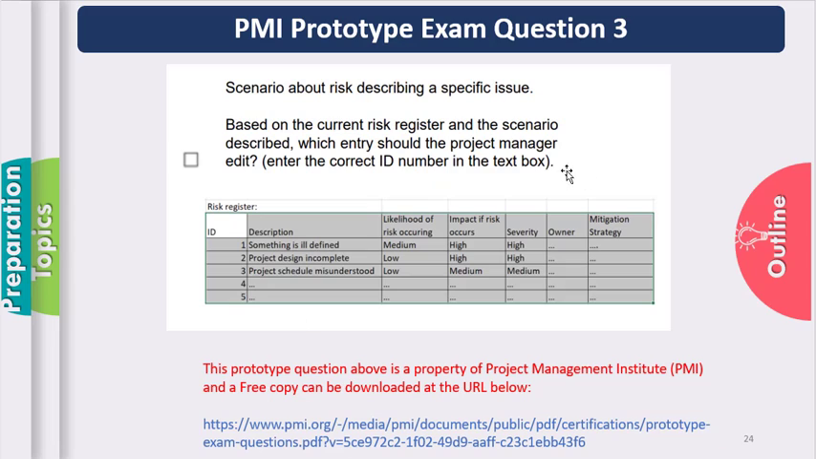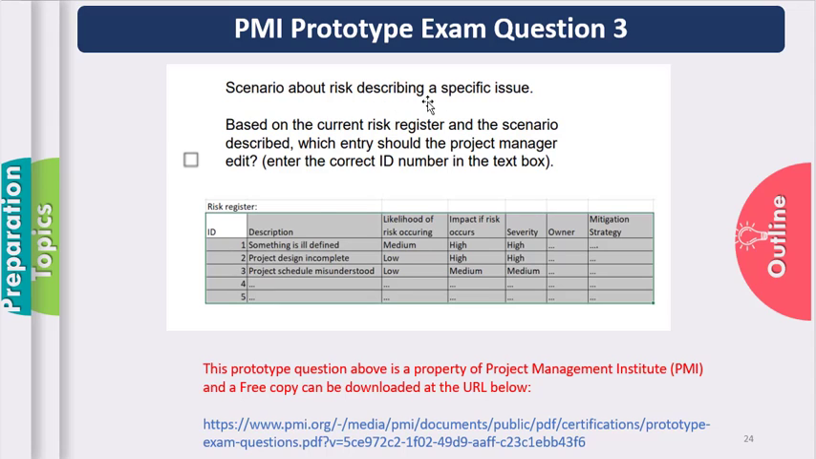Here is another type of question, which is a scenario about risk describing a specific issue. So the keyword here is specific, a specific issue. They said, based on the current risk register and the scenario described, which entry should the project manager edit? Enter the correct ID number in the text box. So the text box will be filling the gap. You put the correct ID, either 1, 2, 3, 4, 5. Here you only have 1, 2, 3. And just as an example, you have to choose the one that is correct.